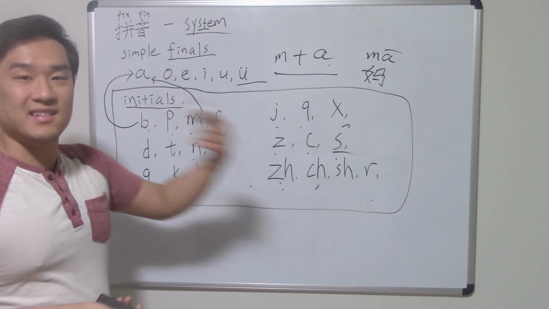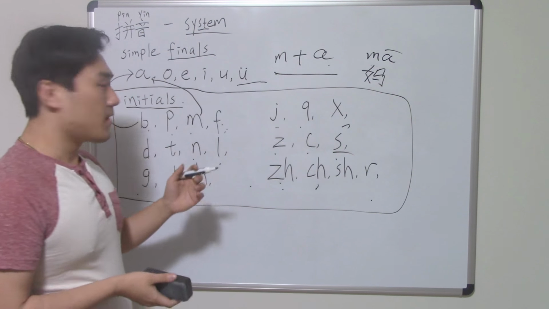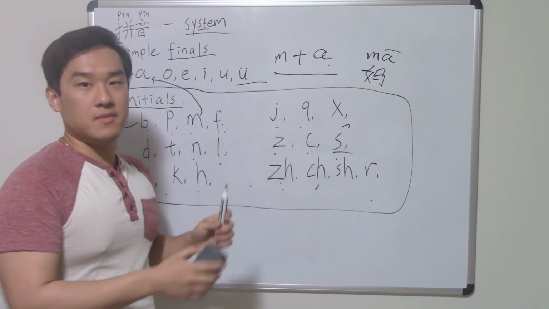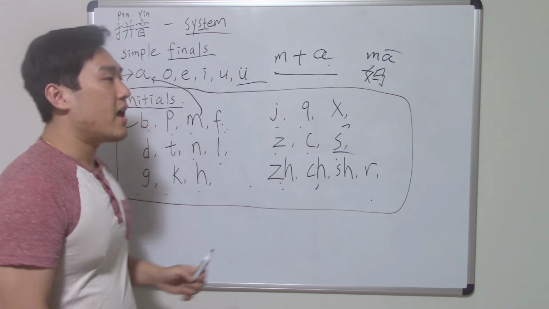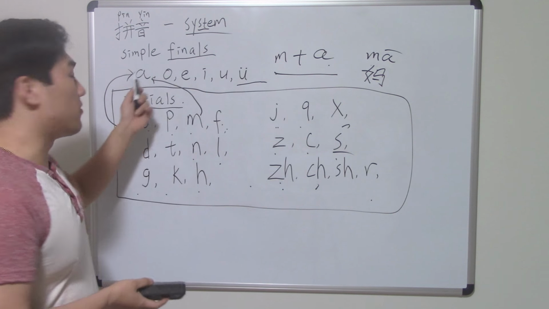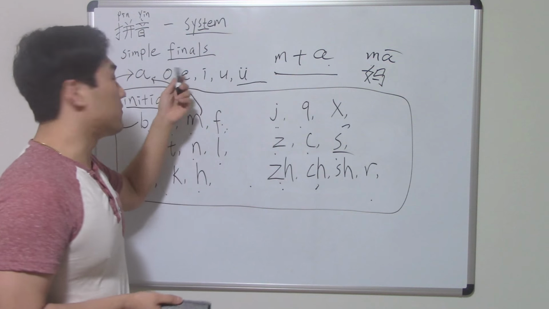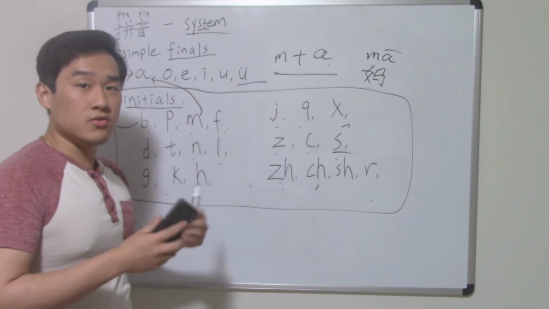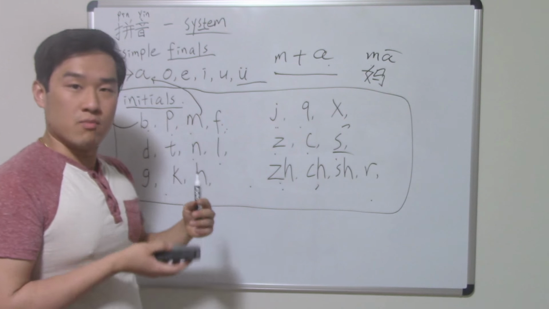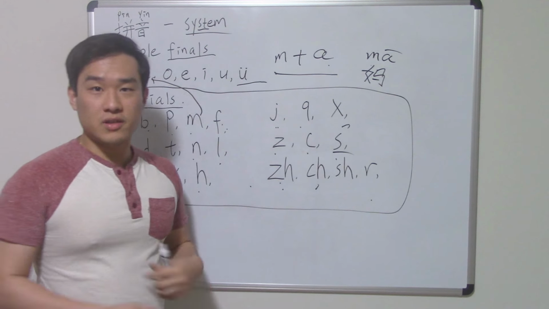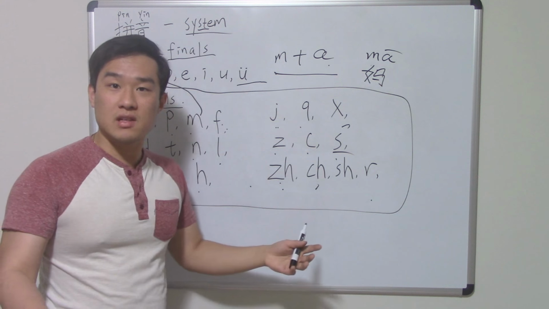Then in the next lesson I will teach you all the combinations of simple finals and initials, put them together, and then you can say those words. Once you master those combinations, I will teach you the multiple and the combination finals. And then you also put those initials with those finals. Once you can say those correctly, then we'll move on to tonality. And after that, you're done. That's all you have to learn about pronouncing Chinese.